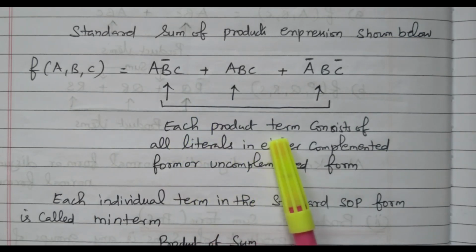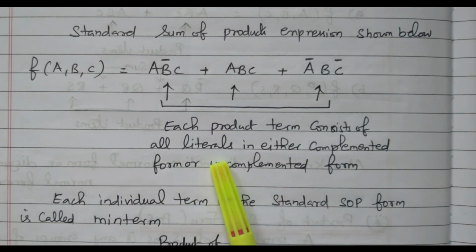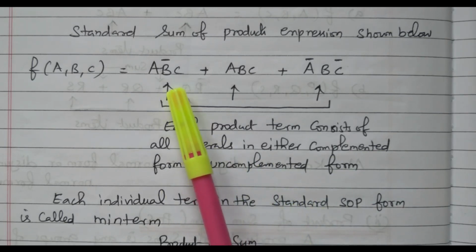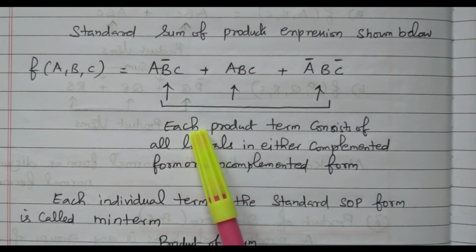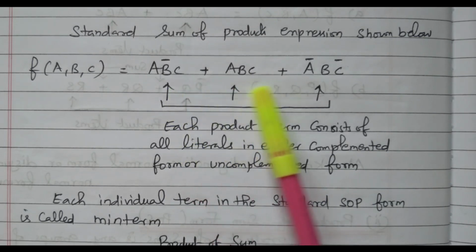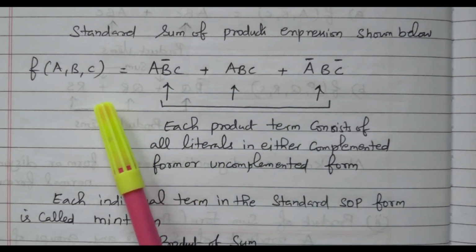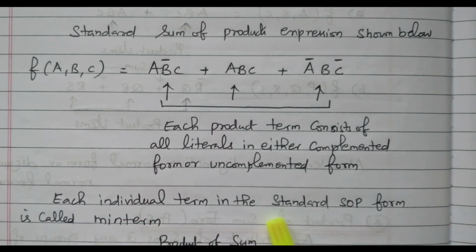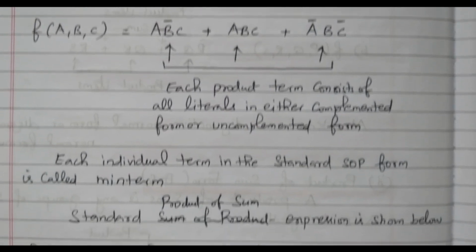Each product term consists of all the literals in either complemented or uncomplemented form, right? So each product term should contain all the literals, then only it is known as a standard SOP form. Each individual term in standard SOP form is called a min term. Now we'll go to POS form, product of sums form.